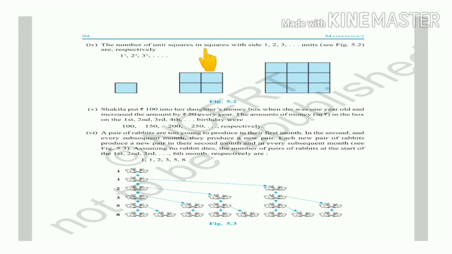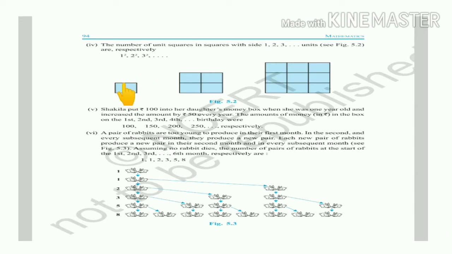As you can see, one more example here. It is from your book only that I am taking. The number of unit squares in squares with sides 1, 2, 3. Here it is squares. The side of the square is 1 centimeter, then a square of 2 centimeter, then a square of 3 centimeter. It is also going on increasing. Can you see? This is also a sequence. Unit squares means 1 by 1, 2 by 2, 3 by 3, like this. It is increasing like this. What is the area of a square? Side square.